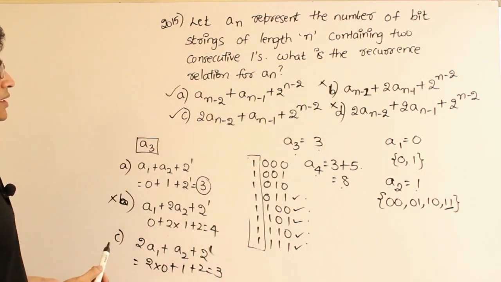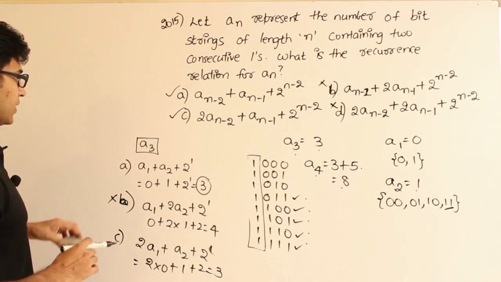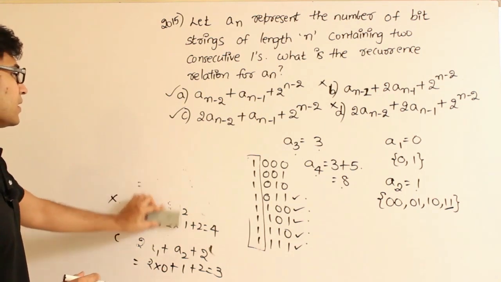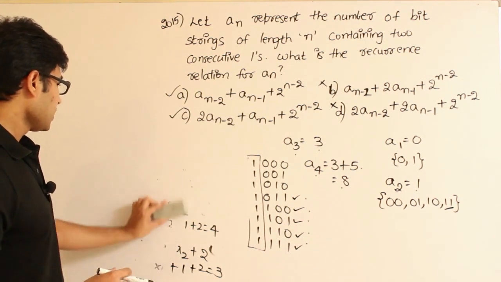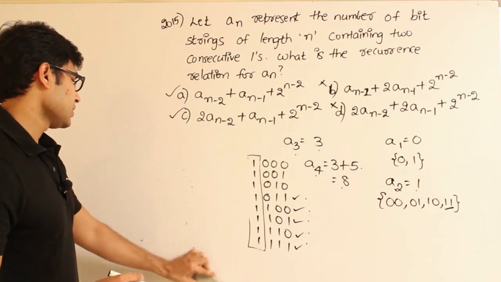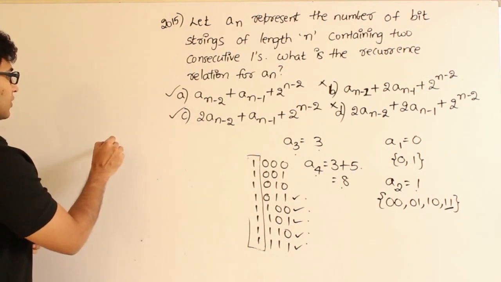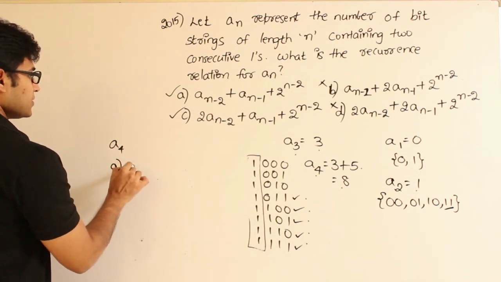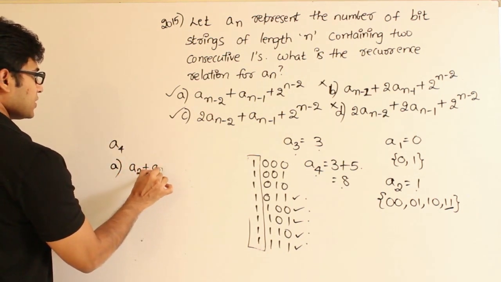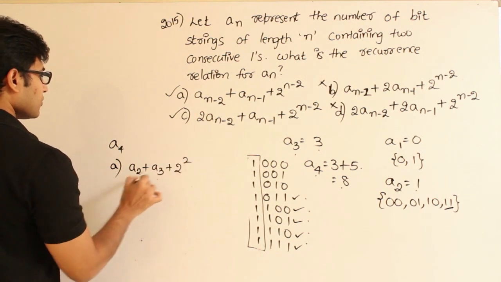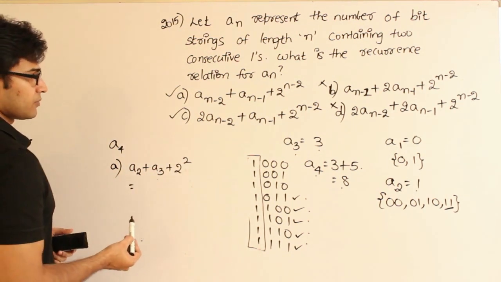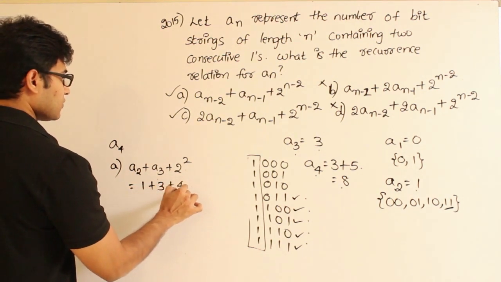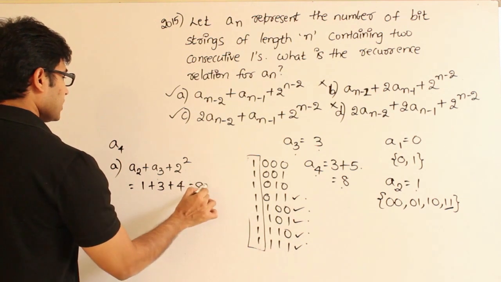So now we have to break the tie between A and C. For breaking the tie, we can use the next value, A4. We can take A4 and break the tie between A and C. What about A4? So A4 according to A is equal to A2 plus A3 plus 2 power 2. Now what is A2? A2 is 1 plus A3 is 3 plus 4, which is nothing but 8.